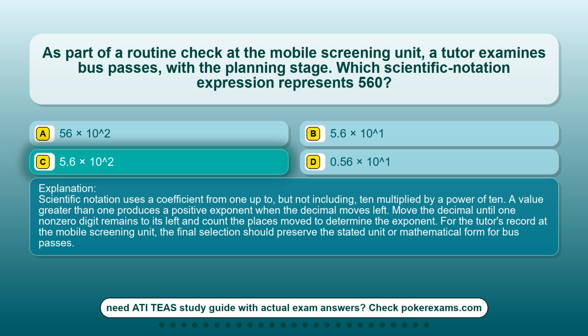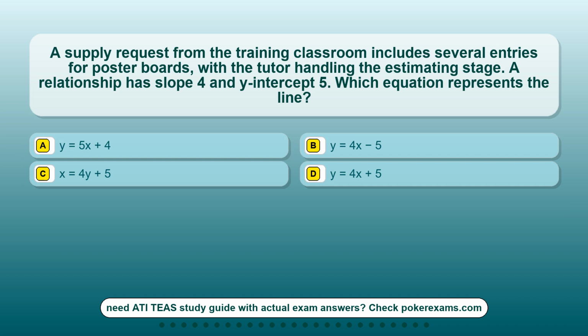Scientific notation uses a coefficient from 1 up to, but not including, 10 multiplied by a power of 10. A value greater than 1 produces a positive exponent when the decimal moves left. Move the decimal until one non-zero digit remains to its left and count the places moved to determine the exponent. For the tutor's record at the mobile screening unit, the final selection should preserve the stated unit or mathematical form for bus passes. Question 12.